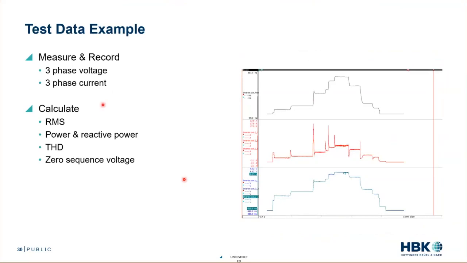So what's a test example? I ran the different profiles at different frequencies from 0 to max frequency. I measured the inverter currents. These are my RMS currents, my RMS voltages. This was from the healthy test. This is a screenshot from our software. I calculated the RMS values, the power and reactive power, the total harmonic distortion, and the zero sequence voltages.